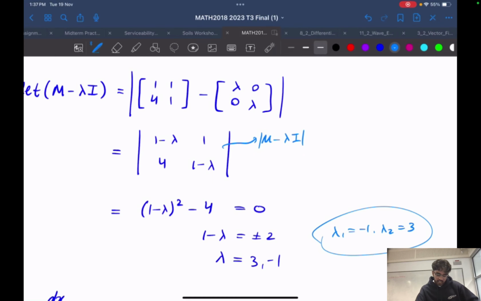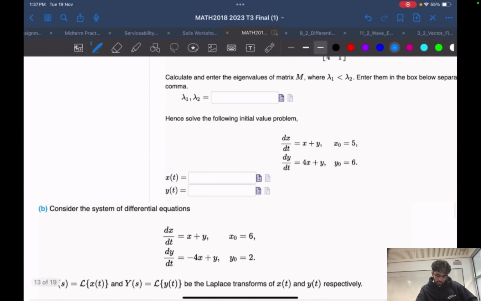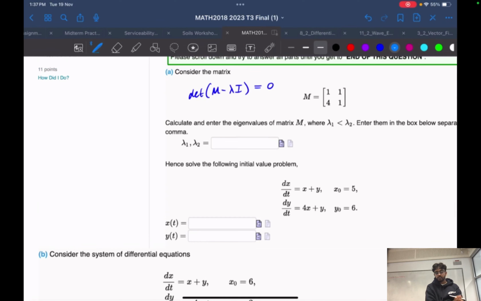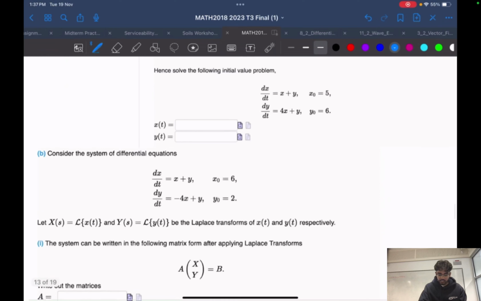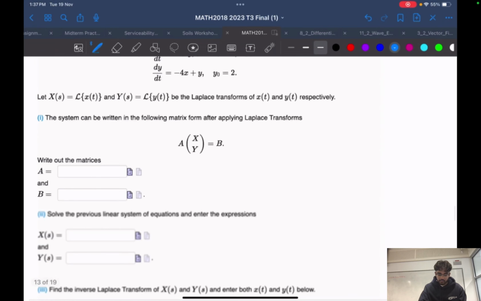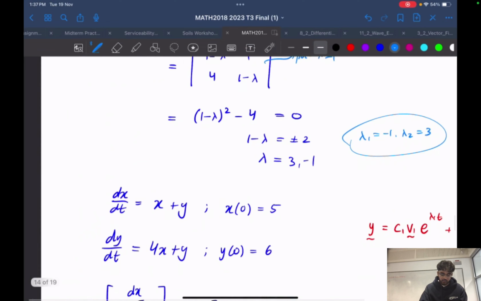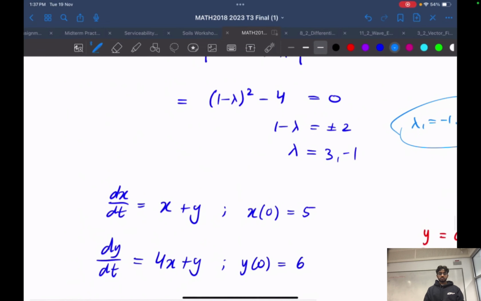It's fine. Second part of the question. Hence, solve the initial value problem. So you're pretty much solving differential equations using matrices, or this is called a system of ODEs. It's not overly difficult, right? Pretty much, they've given us two differential equations over here. dx/dt is equal to x plus y with initial values, IVs over here, right? And dy/dt is equal to 4x plus y.